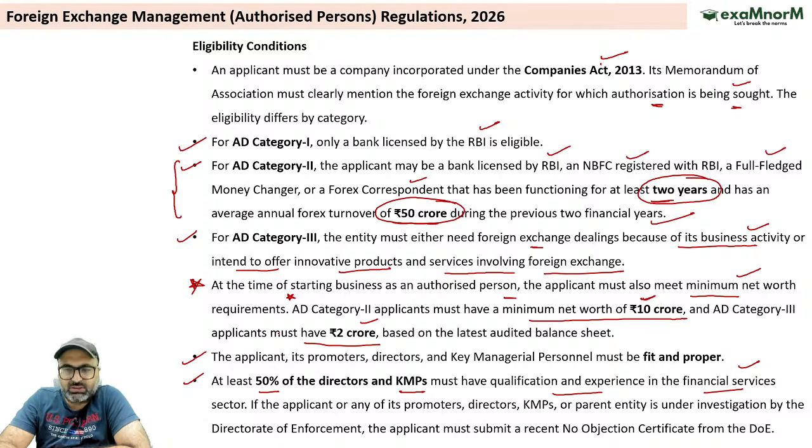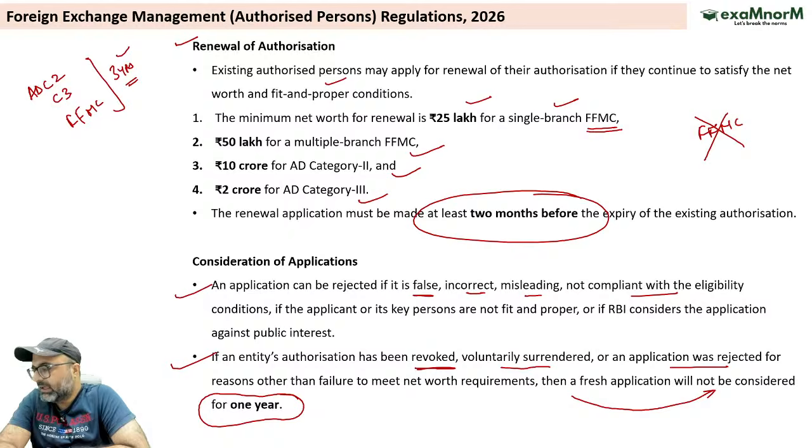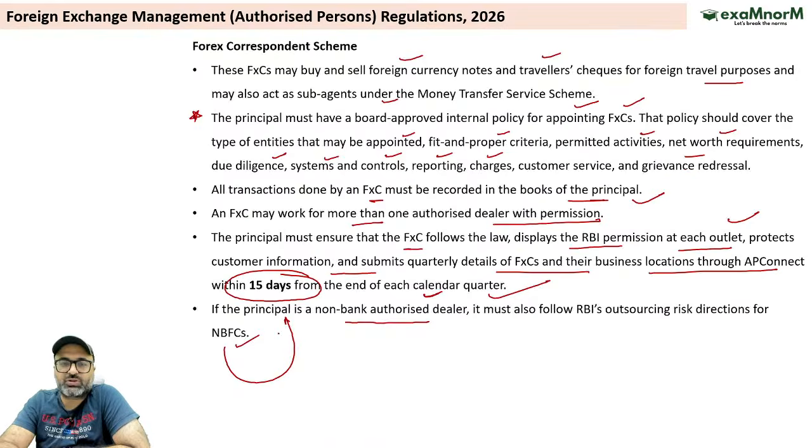Your net worth requirements need to be fulfilled, and if you want to apply for category 2 and you are currently working as a full-fledged money changer or forex correspondent, then you must have an experience of 2 years and an average annual forex turnover of 50 crore rupees in the previous 2 financial years. ठीक है जी, क्लियर हो गई बात. अगर किसी को कोई डाउट है तो पूछ लीजिए.